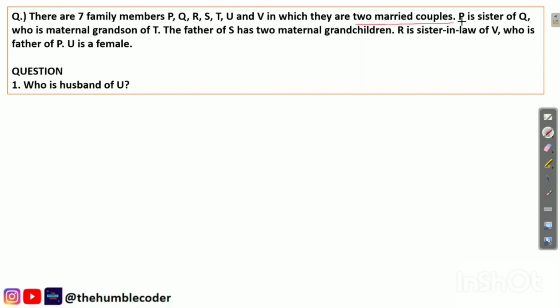So first statement is P is the sister of Q. So P is the sister of Q. So we have P as female and Q, we do not know the gender as of now. So we have taken this statement.